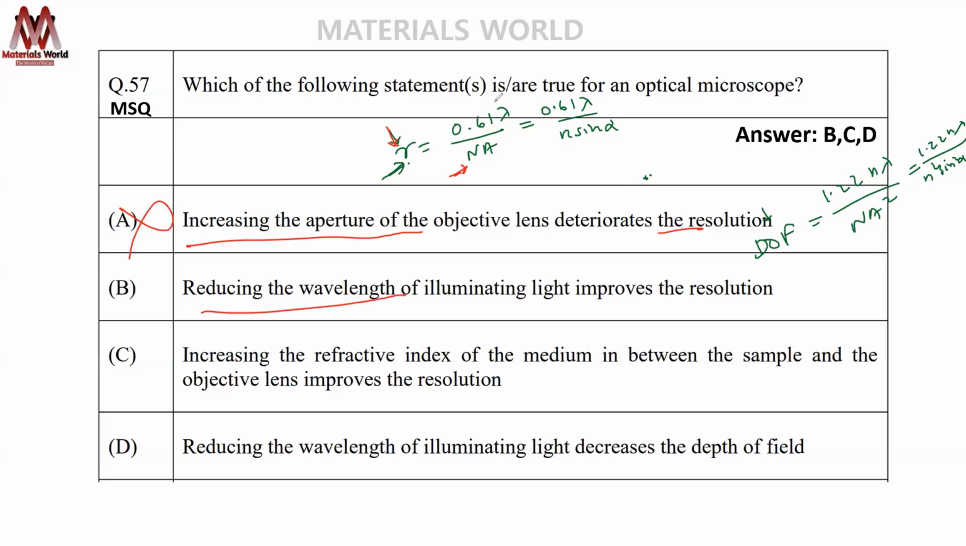Reducing the wavelength means by reducing lambda, resolution is improved. Yes. If you decrease the lambda, your R will decrease. That means it can distinguish a smaller distance. That means better resolution. So B is the answer.